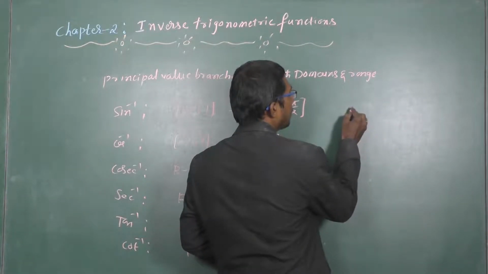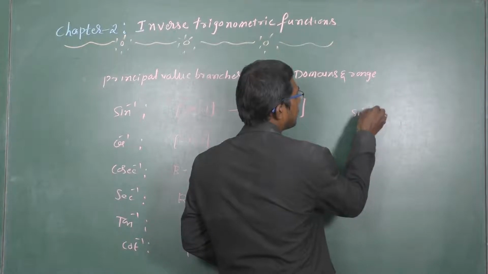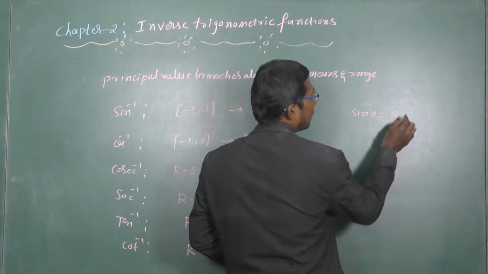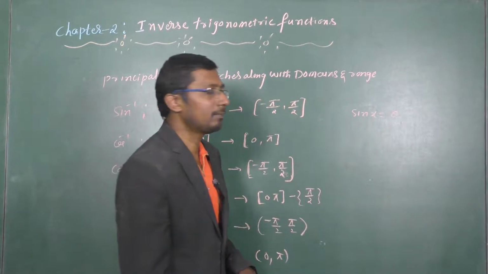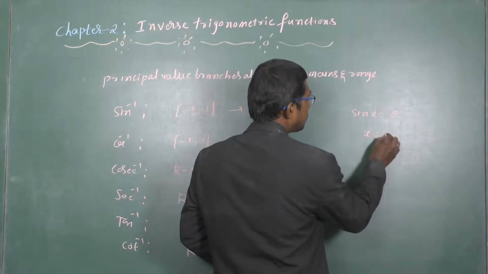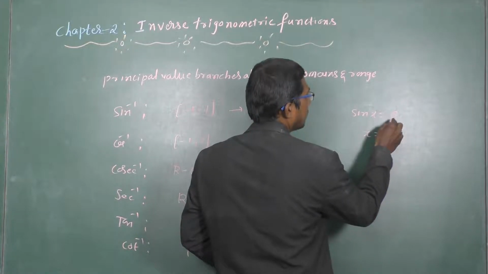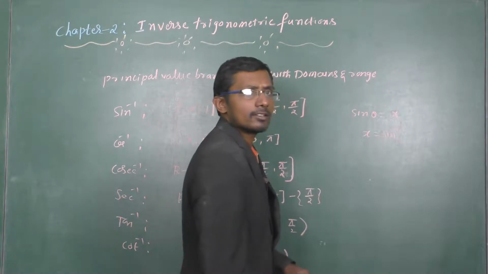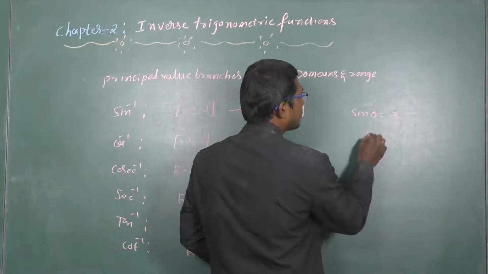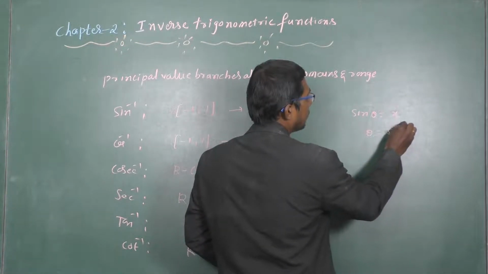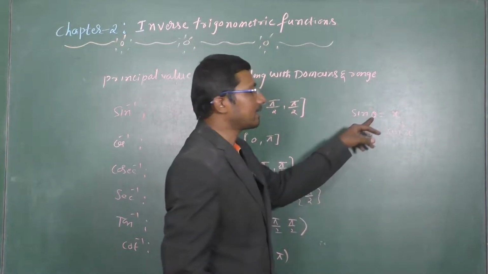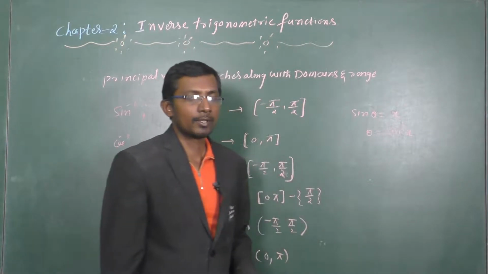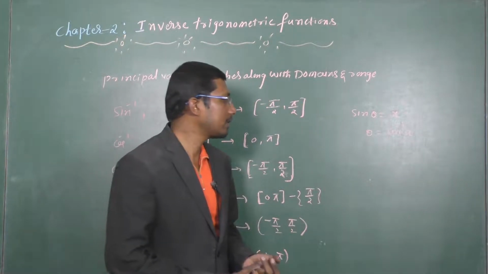So I'll start like this. For example, sin of x is equal to what? I'll take it as theta. I take sin x is equal to theta, then x is equal to sin inverse of theta, right? Or just take sin theta is equal to x. Then theta is equal to sin inverse of x, right? So theta is called an angle and x is called a real number, right?